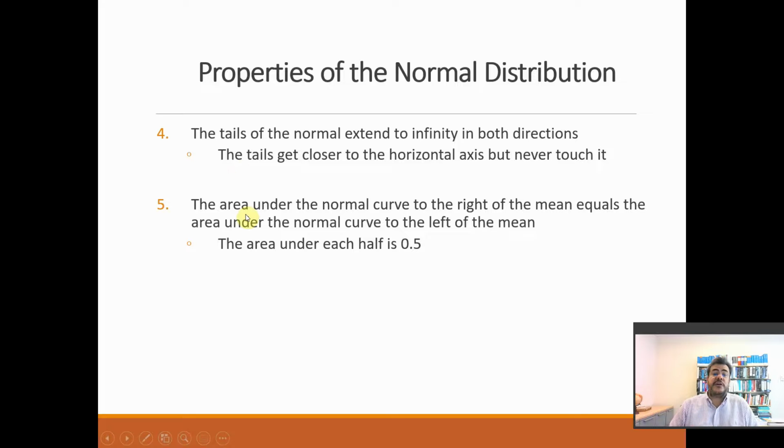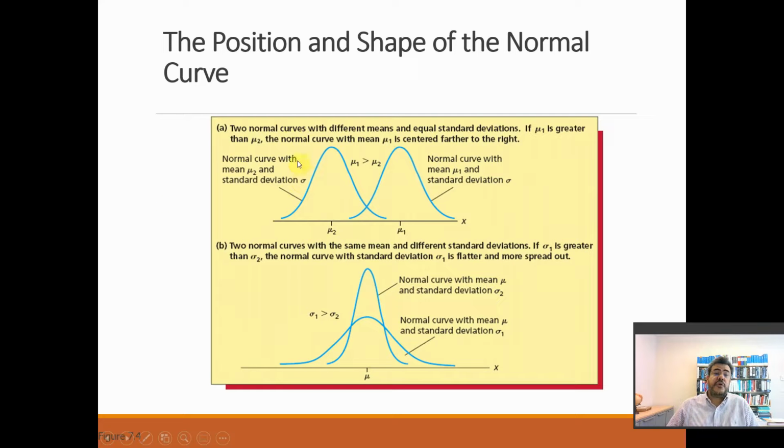And the area under the normal curve to the right of the mean equals the area to the left. The area under each half is 0.5. So here, two normal curves with different means and equal standard deviation, they will only go to the left and to the right. And here we have the same mean but different standard deviation. One will be narrow, the other one will be wider.